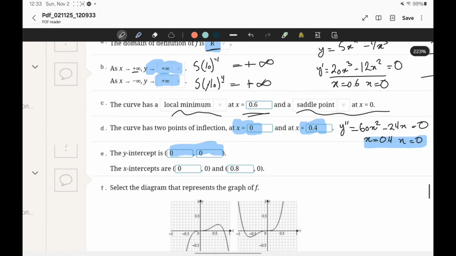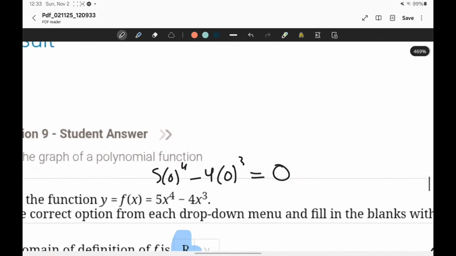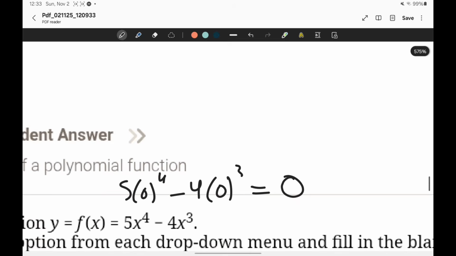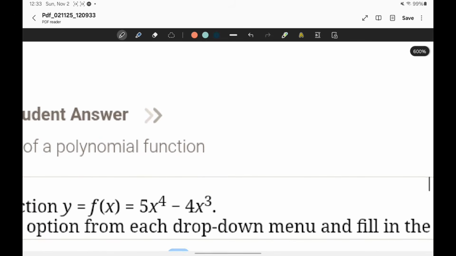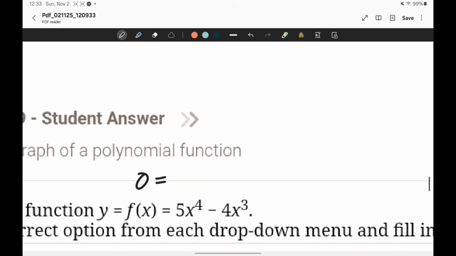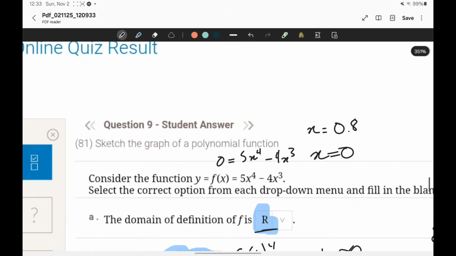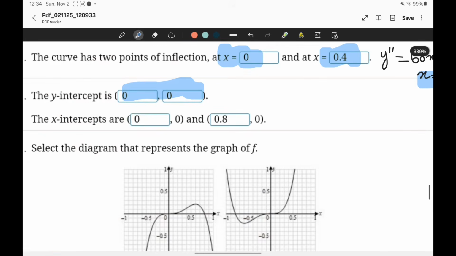The x-intercept, we take the whole thing and we equate it to 0. So the x-intercept is when y is 0. So we'll do 0 equals 5x to the power 4 minus 4x cubed. You can put this on your calculator, you get x is 0.8 and x is 0. So come down here, (0, 0) and (0.8, 0).